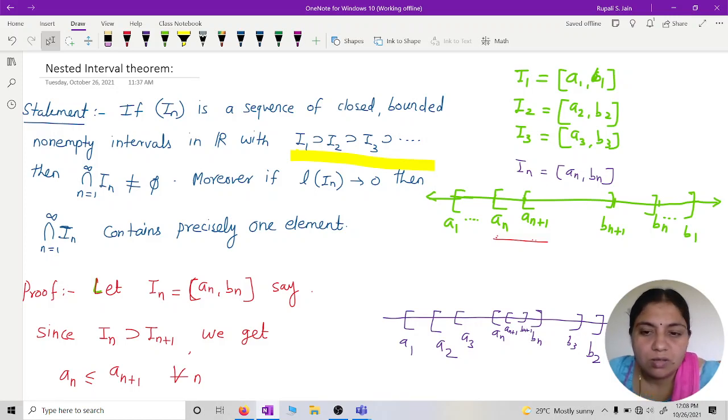Okay, so I have just drawn a new diagram of intervals. Is this diagram of intervals clear? Nested means one inside another. I1, I2, I3, how are these intervals? Closed, bounded, and it is a decreasing sequence of intervals. So I have drawn it like this. Is that okay?